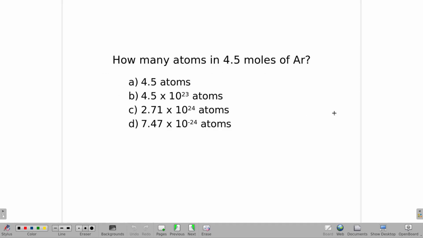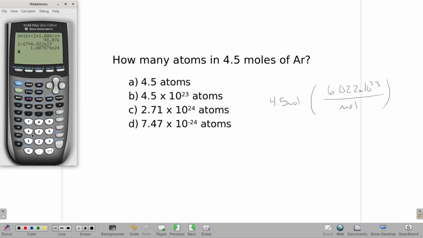Alright. We could do that again. Same type of setup though. 4.5 moles of argon. We are just going to do that same type of thing. Take our moles and then use our Avogadro's number to convert that to atoms. So 4.5 times 6.022 times 10 to the 23rd is 2.71. In this case it's C.